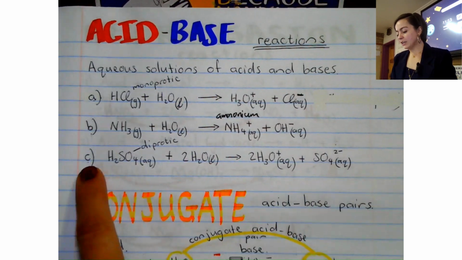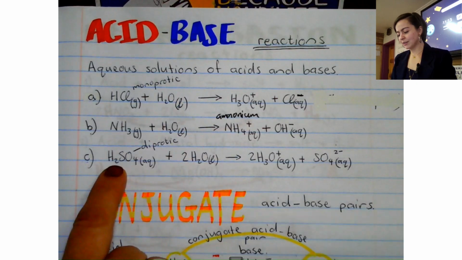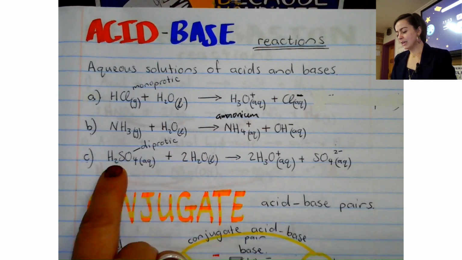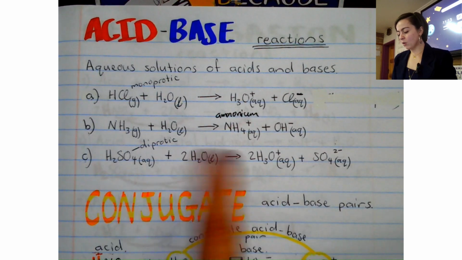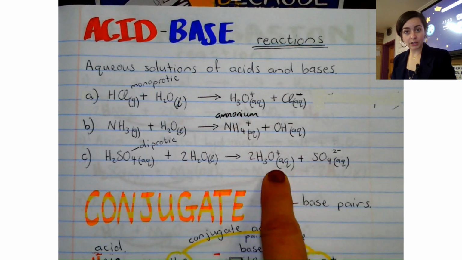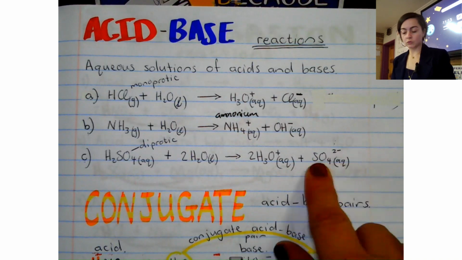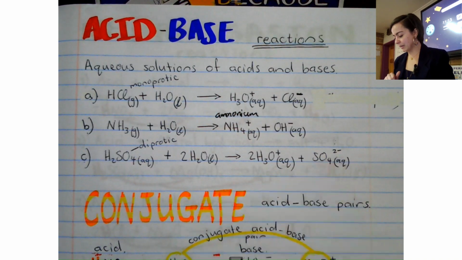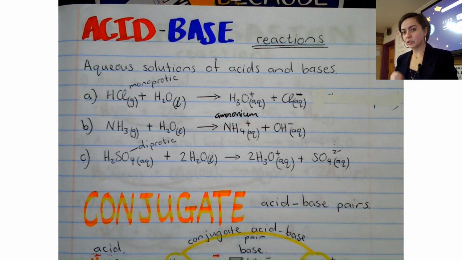Then H2SO4 is diprotic. Why? Because of that little 2. Diprotic, that little 2. And it is now reacting with water. And it also gives us hydronium ions, which increases the hydronium ion concentration, as well as the sulfate, SO4 2 minus. Sorry, I said plus, I meant minus. Right. And obviously the aq refers to aqueous solution.